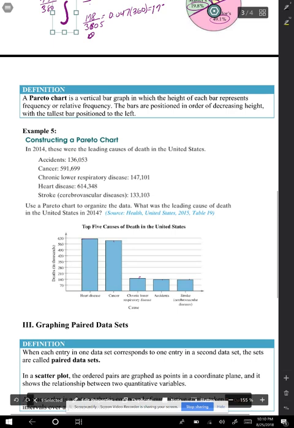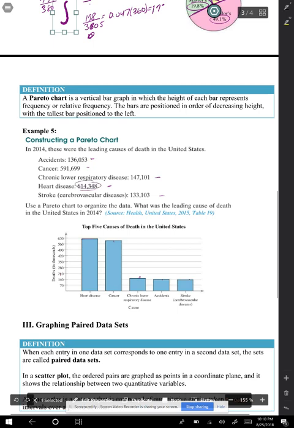And this one was accidents, leading causes of death in the United States: accidents, cancer, respiratory disease, heart disease, and stroke. The largest one of these was heart disease, which was 614,000. These are in thousands, so they counted by 70,000, 140,000, 210,000, and so forth. So when you get up here, this would be 630,000 at the top. So that's just a little bit below that for the 614.